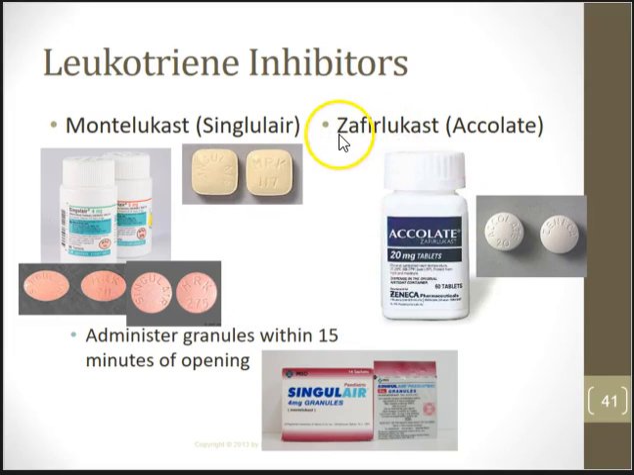Accolate is the brand name, and zafirlukast is the generic name. It only comes as a 20 milligram tablet. And you see here the name is actually printed on these tablets. So again, your drug stem is lukast for your leukotriene inhibitors.